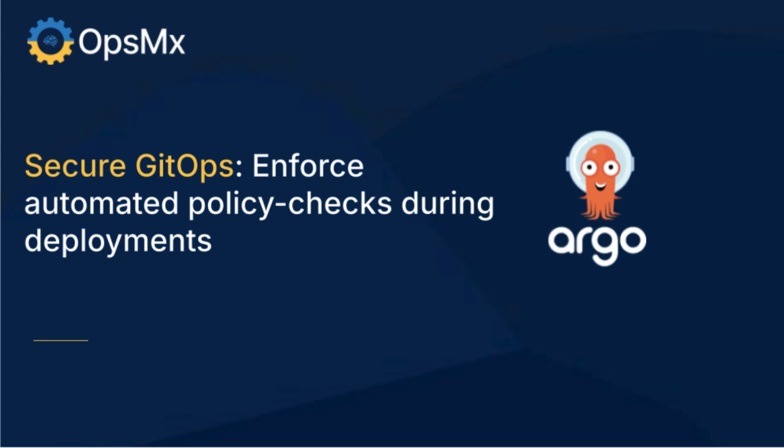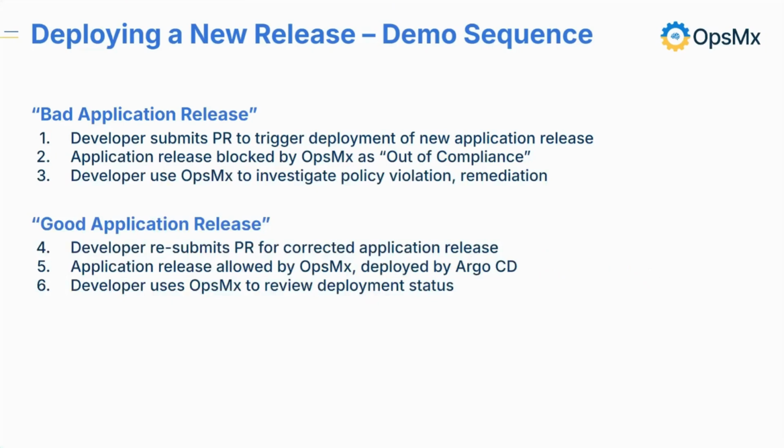First we want to start by looking at what a developer would experience as they go through an application deployment process with OpsMx Delivery Shield as part of their environment. And so what we're actually going to show you in the demo sequence that Bob is going to go through in a minute is really a two-part demonstration.